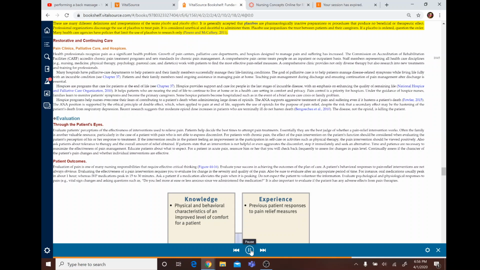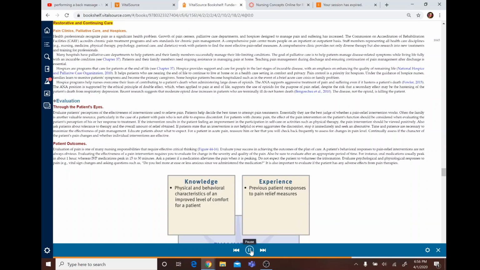Placebo use jeopardizes the trust between patients and their caregivers. If a placebo is ordered, question the order. Many healthcare agencies have policies that limit the use of placebos to research only (Pasero and McCaffery, 2011). Restorative and continuing care.